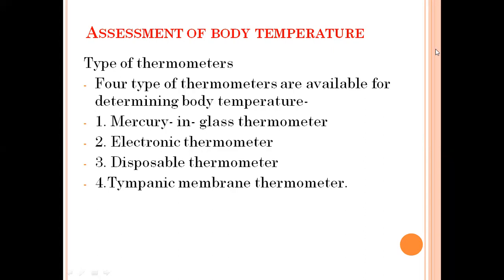So there are 4 types of thermometers available. I think everybody is aware of this. Mercury, which is available in a glass thermometer. Electronic thermometer is the one that you are using right now. Everyone has this electronic thermometer with you, right? I think everybody has seen the mercury thermometer. Am I right? They used to have mercury which runs up and down. And the disposable thermometers, and the 4th one is the tympanic membrane thermometer. So there are 4 types of thermometers: mercury, electronic, disposable, and tympanic membrane thermometers.